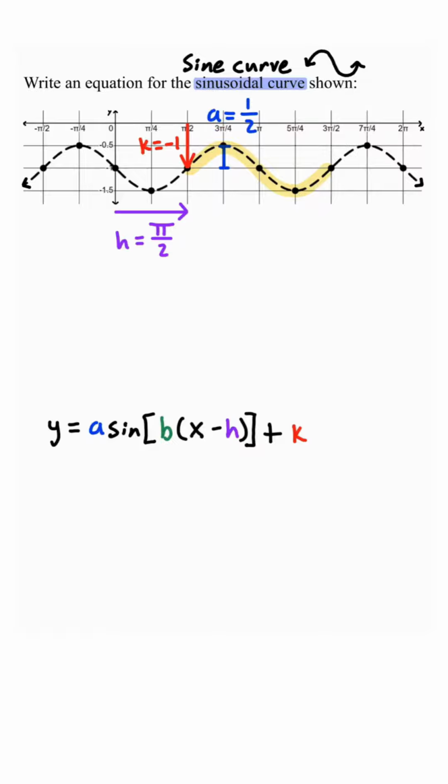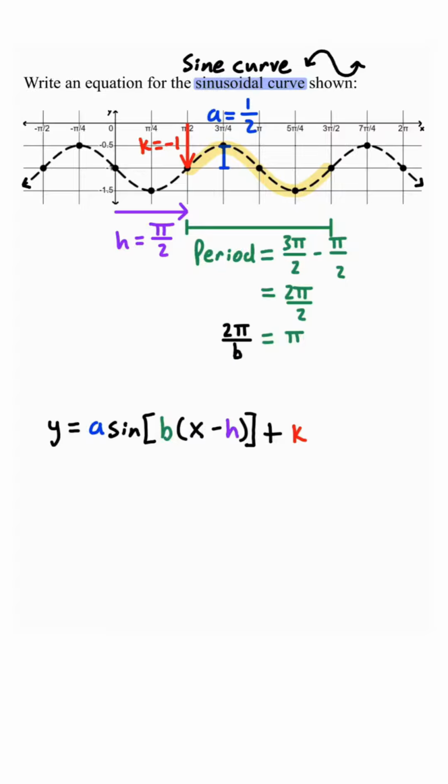And the horizontal length of this cycle, which is known as the period, is 3 pi over 2 minus pi over 2, or 2 pi over 2 if you simplify, or just pi. What we're going to do with this is set it equal to 2 pi over b, 2 pi from the original cycle of a sine curve. 1 over b is the horizontal shrink or stretch of the period. Solving this, divide both sides by pi and multiply both sides by b, we get 2 equals b.